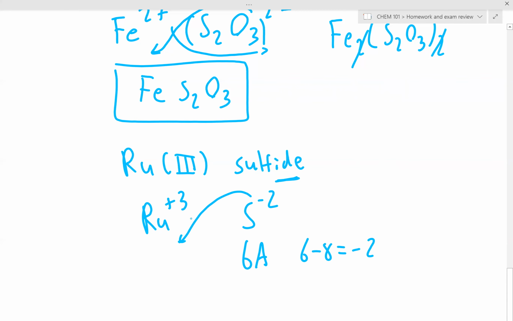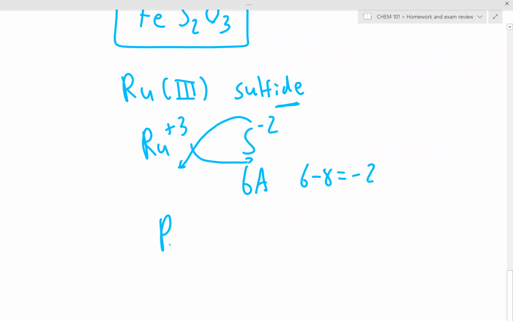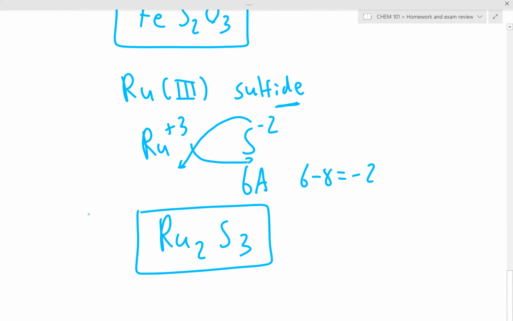So we cross our charges, and that in turn gives us Ru2S3, ruthenium 3 sulfide. Does that make sense to everyone? So would you like me to pull up some percent abundance examples now? Yes. Oh, one more? Yep, no problem.